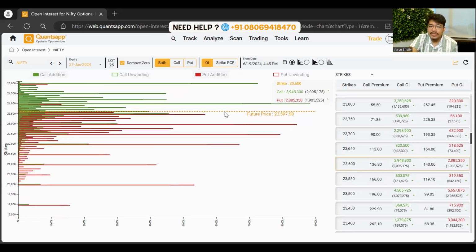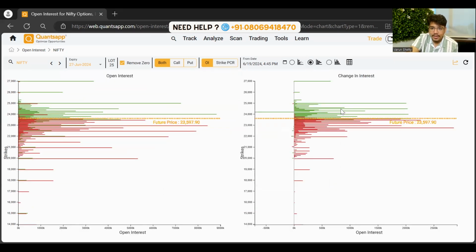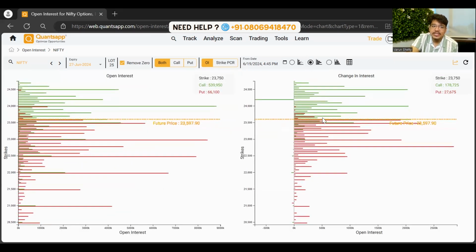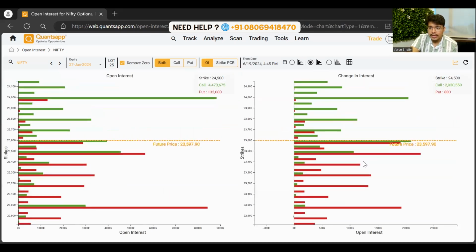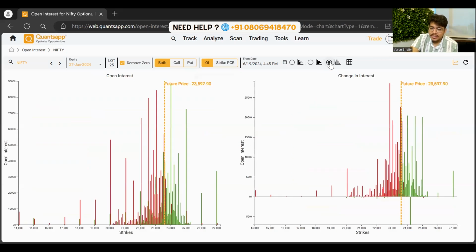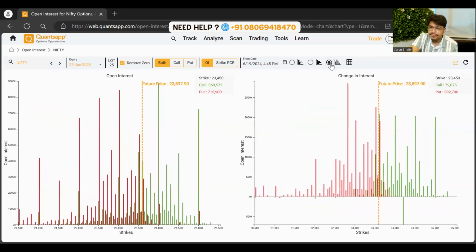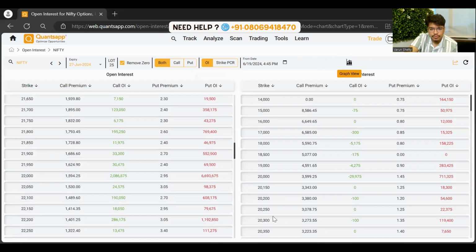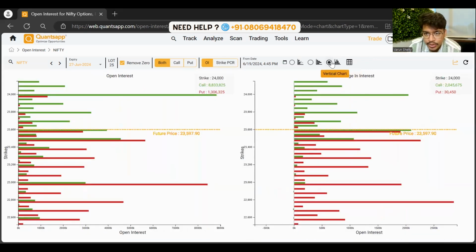So there are multiple formats that you can look at. You can look at a horizontal chart. On the right hand side, it's just the change in open interest. On the left hand side, it is the absolute open interest. Okay, so you can look at that as well if you want. We have also given people the liberty to look at vertical chart if they want. There is also a table view. If you just want a tabular format, you can look at it in a tabular format as well.